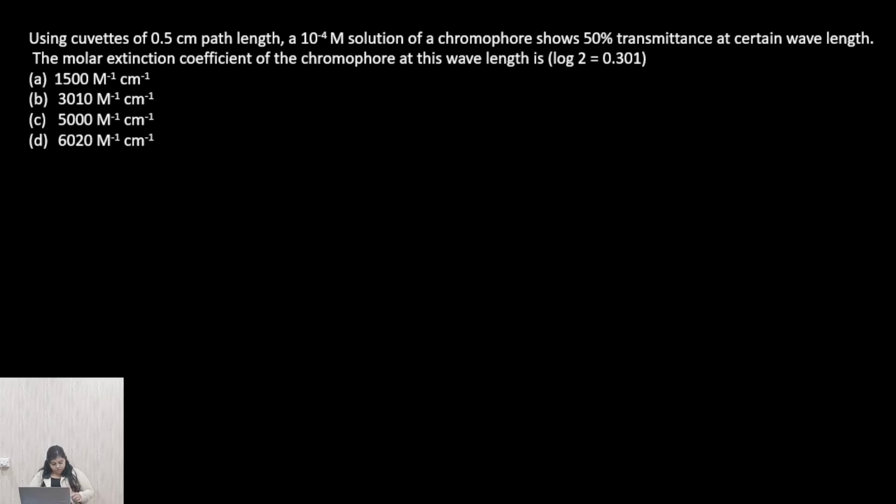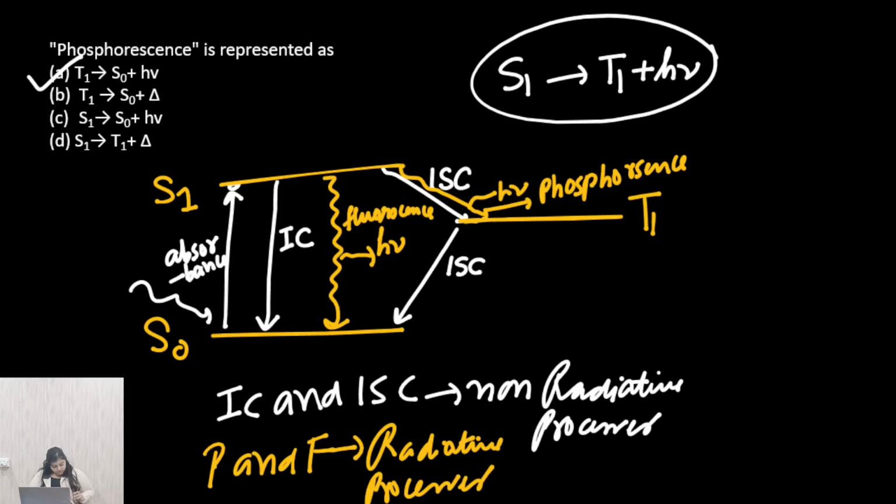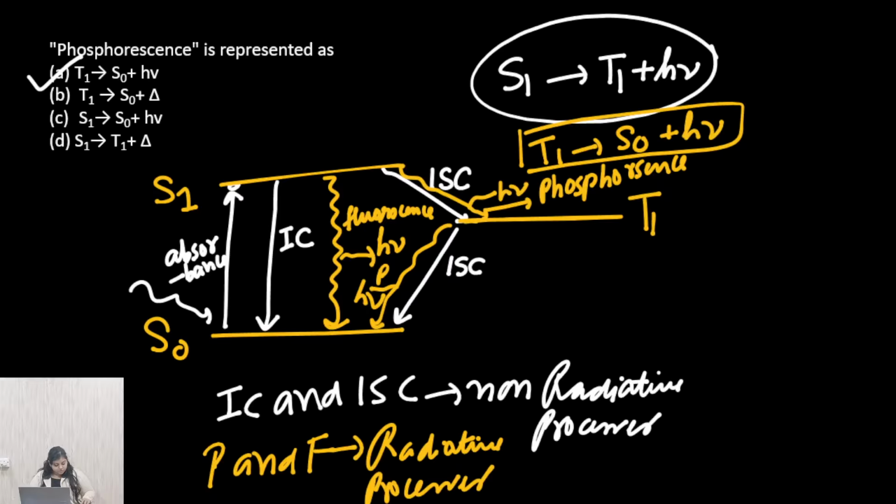Next one we have is this question. Here you can say that from the S1 to the T1 it is coming, or from the T1 it is going to the S0 with the emission of radiation. So states are being changed basically. This is also your phosphorescence only, that is, from the T1 to the S0 with the emission of light it is going. So this one is the phosphorescence which is taking place.